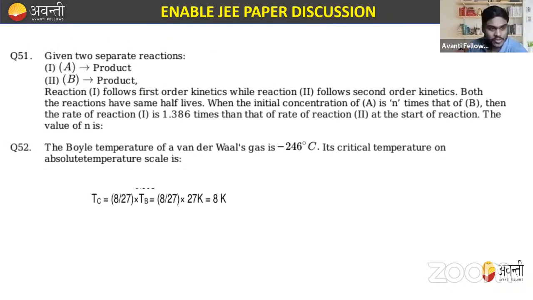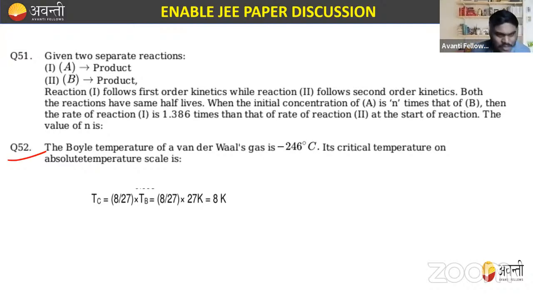Now this is a very important question. That is question number 51 and 52. Let me discuss 52 first. Then afterwards we'll start discussing 51. Because 52 is a very simple question and it's just a formula based question. You just need one simple formula, and if you know this formula, then you can easily calculate this.